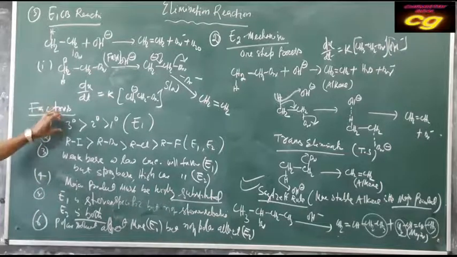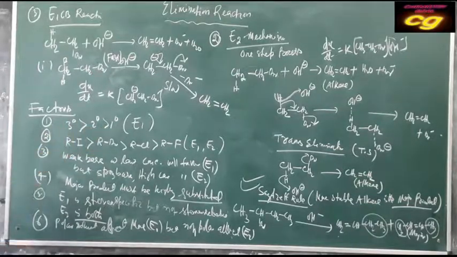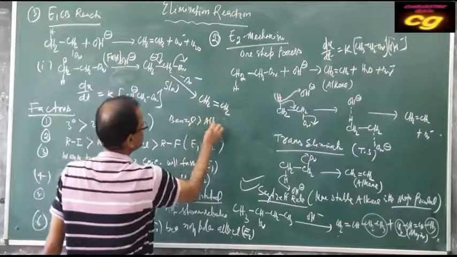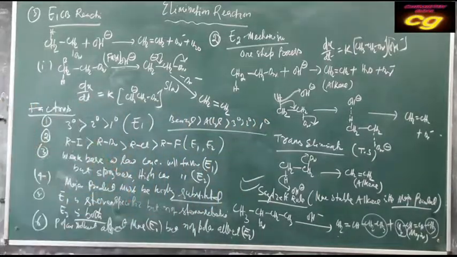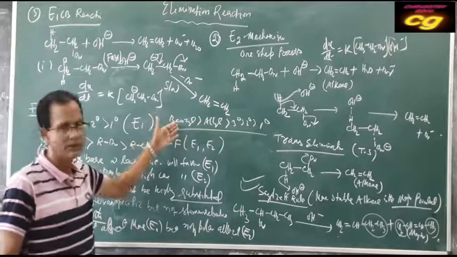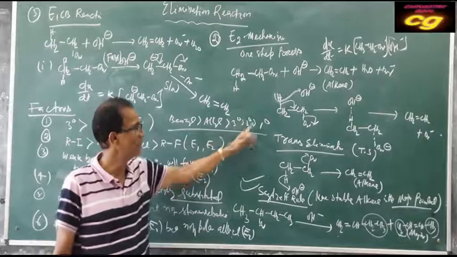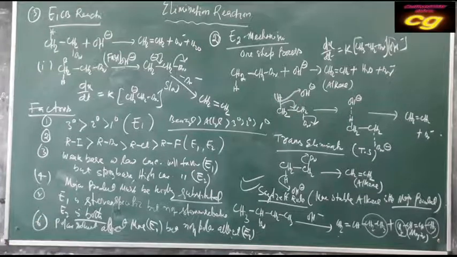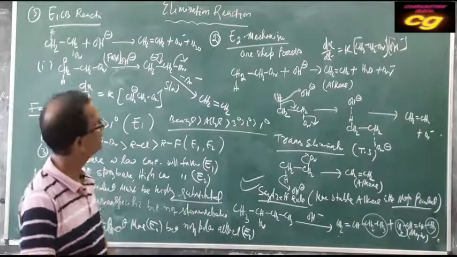Among the different types of haloalkane, tertiary is greater than secondary, greater than primary. Similarly, benzyl is greater than allyl, greater than tertiary, greater than secondary, greater than primary. This is the order of reactivity of haloalkane. If the nature is benzyl, then E1 will be faster, then allyl, then tertiary, secondary, primary. So these are the mechanisms of elimination reactions. You practice different examples, then you can have better knowledge regarding elimination reactions.